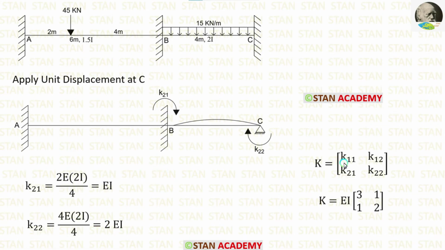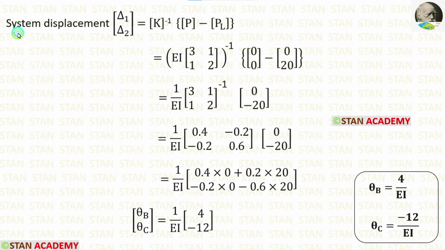In the stiffness matrix, we have calculated both of the rows. We can apply the values. EI is common for all of the values, so let us take it outside. In the system displacement formula, we have calculated all of the values. We have calculated the stiffness matrix, P matrix and the PL matrix. We can apply all of the values. We can take EI outside.